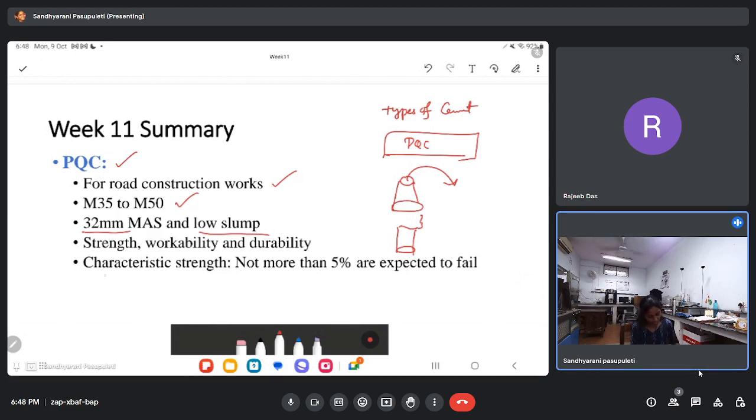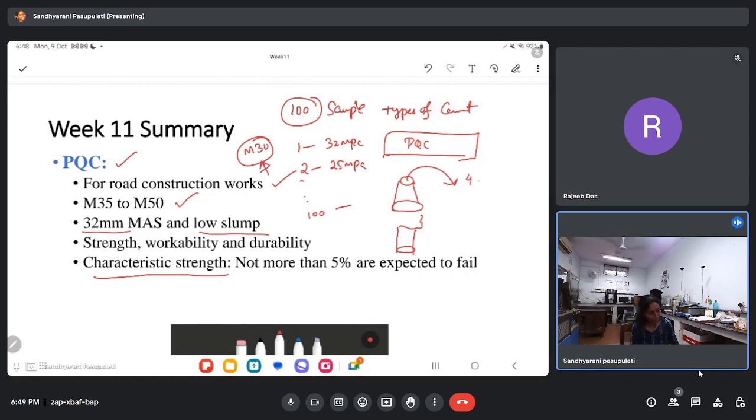And another new term is characteristic strength. For example, what is this characteristic strength? If I have casted 100 samples, that means I have prepared 100 cubes of concrete. Let us say I am aiming for M30, 30 megapascal strength. So sample 1, I got 32 megapascals. Sample 2, I got 25 megapascals. Like that, if you cast 100 samples, they will have some compressive strength. We cannot expect that all 100 will be meeting 30 megapascals.